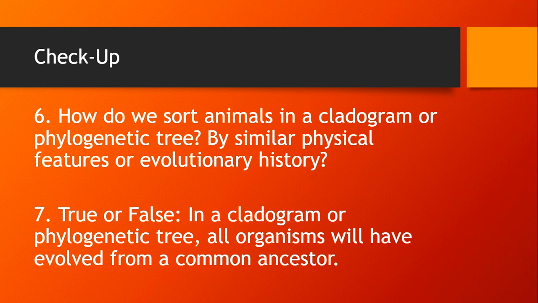Number 7, true or false, in a cladogram or a phylogenetic tree, all organisms will have evolved from a common ancestor. That answer is true. In each cladogram, there has to be some kind of common ancestry. We don't have to know what it is, but there's something that was common to all of them that's at the base or the bottom of that tree.